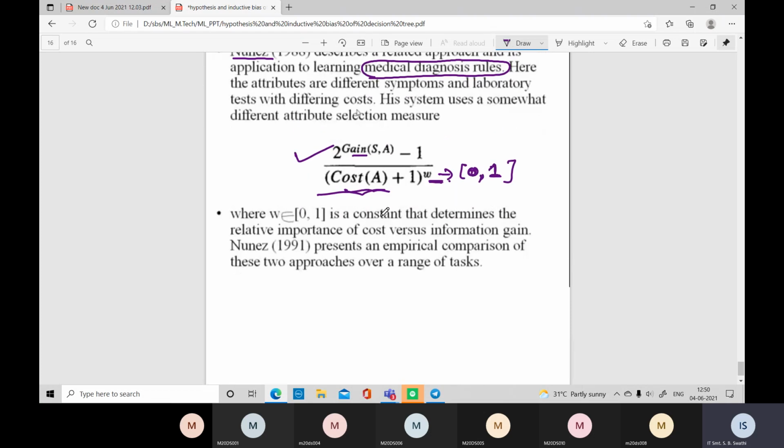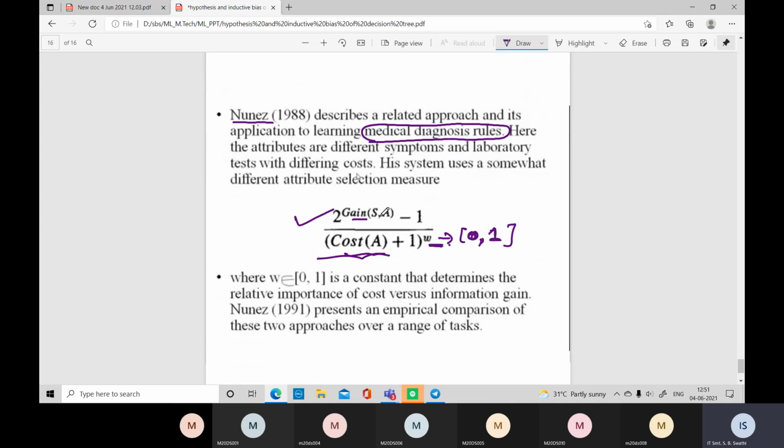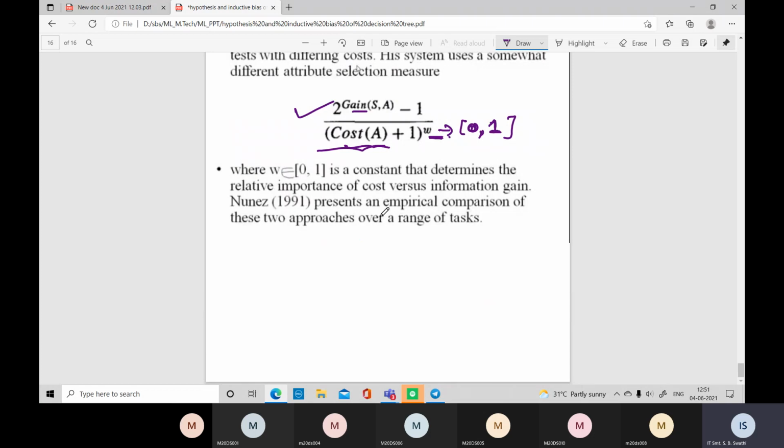So we don't use all these formulas. Normally go with the entropy and information gain. These are some additional techniques.